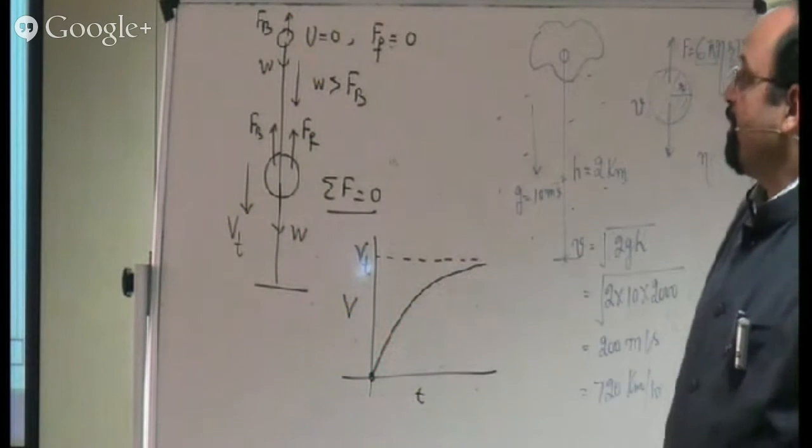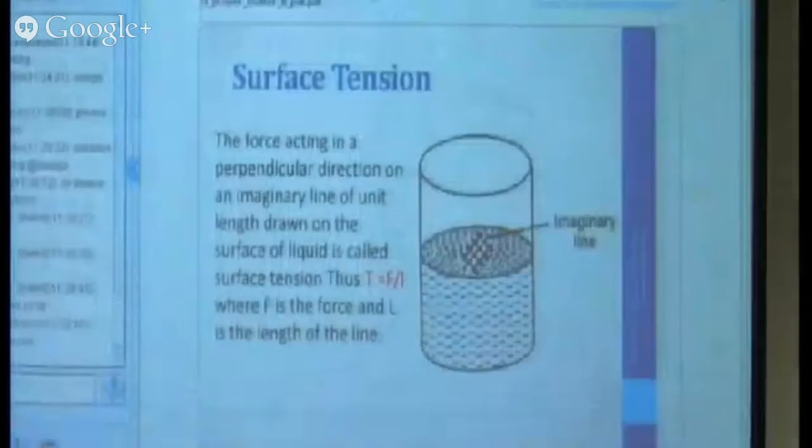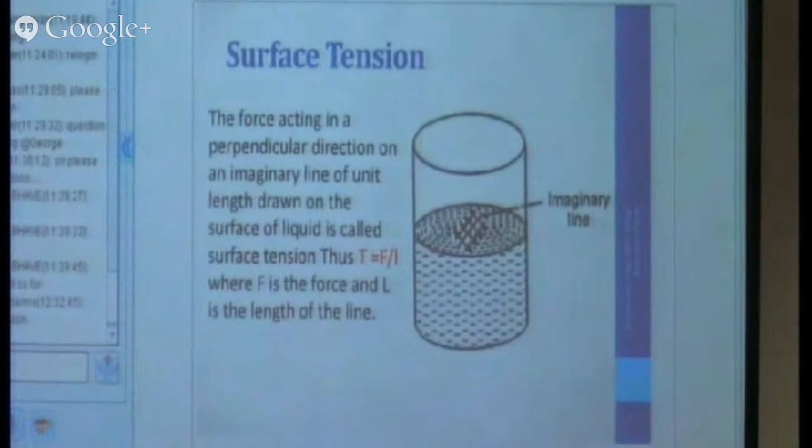Next slide, sir. There is a very important and interesting property of a fluid when it is at rest, and that property is the surface tension of the fluid. Why is this surface tension there, number one, and how do we account for it?